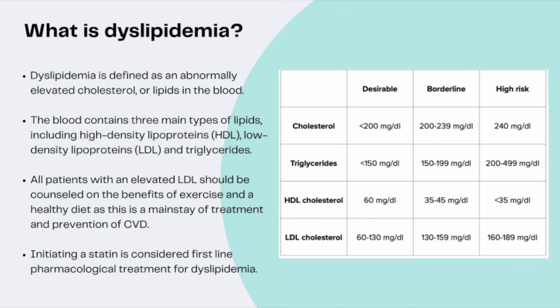So the blood contains three main types of lipids. This includes high-density lipoproteins, or HDL, low-density lipoproteins, or LDL, and then the triglycerides. LDL cholesterol is considered the bad type of cholesterol, because it can build up and form plaques within the arteries. And then the HDL is considered the good cholesterol, because it helps to remove LDL from the blood. And finally, there are the triglycerides, which are another type of lipid found within the blood. These are stored within fat cells, and they are used for energy.